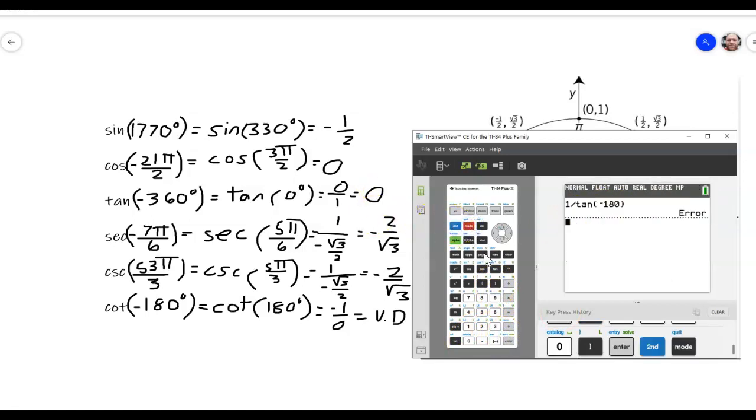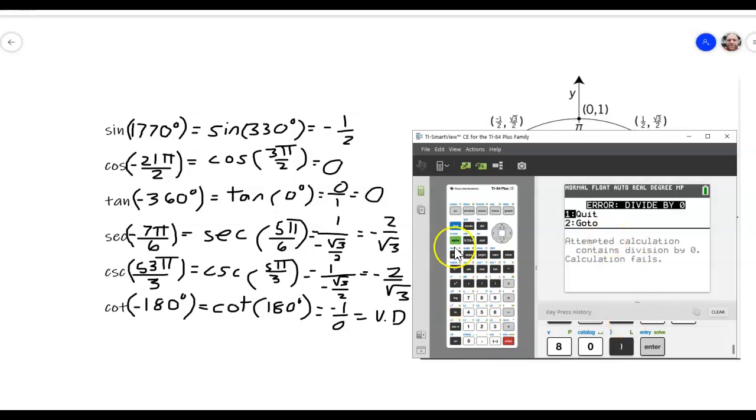And then the other thing I'm going to do is I'm going to do the cosine of negative 180 divided by the sine of negative 180, because cotangent can be defined either one of those ways. And I should get the same thing, and I do.